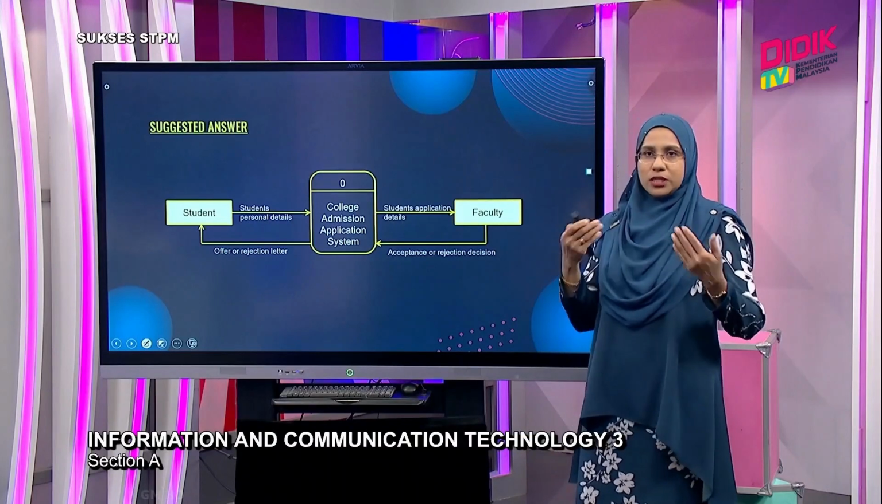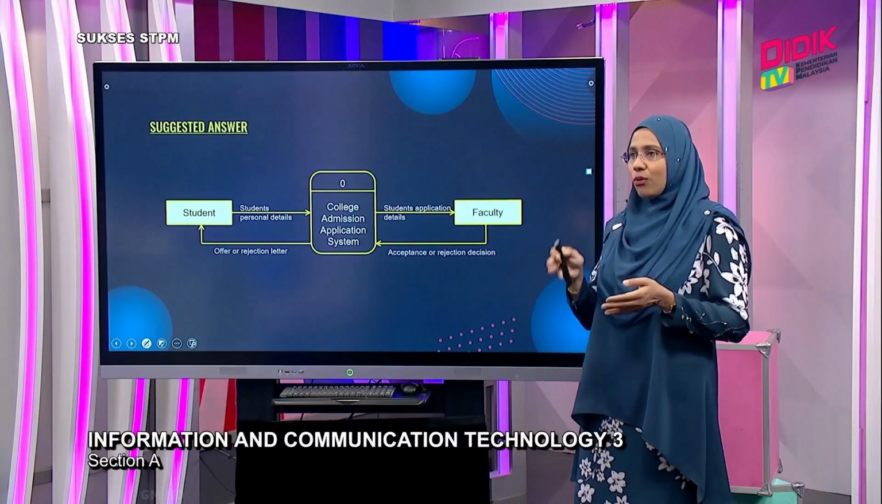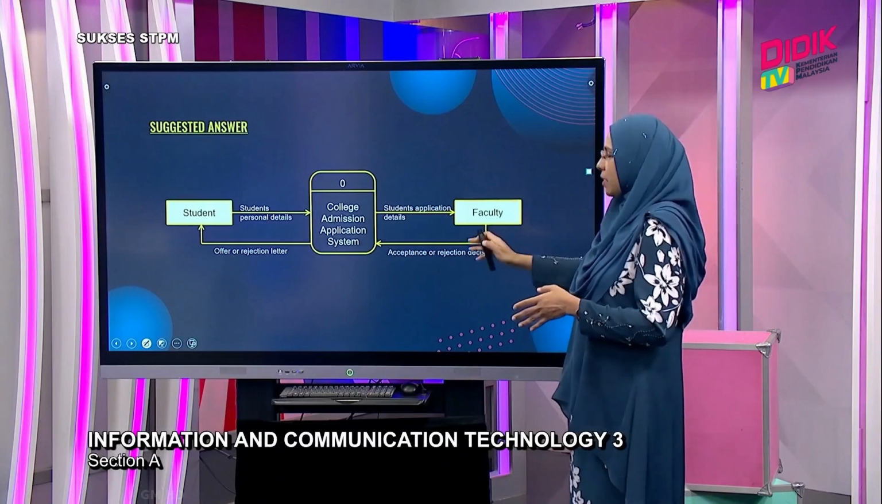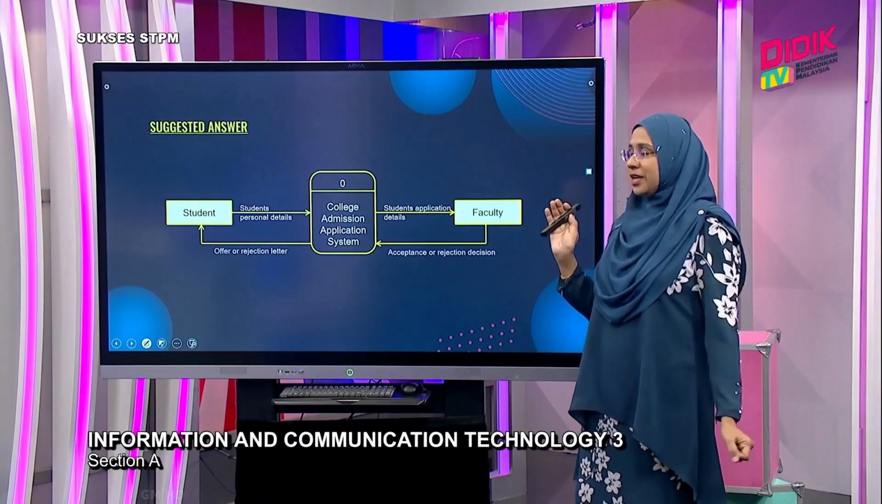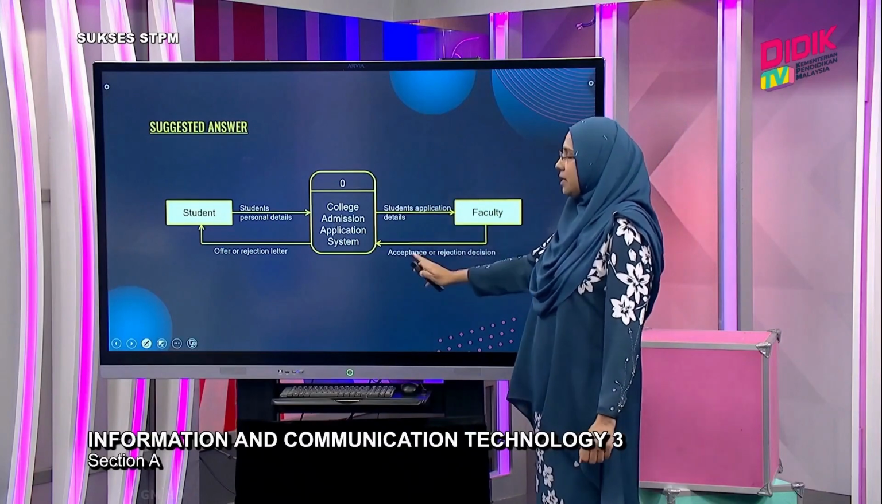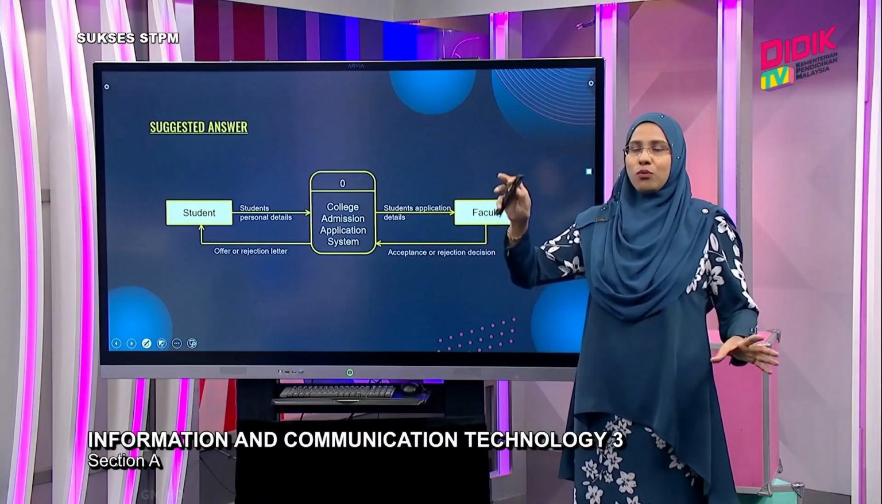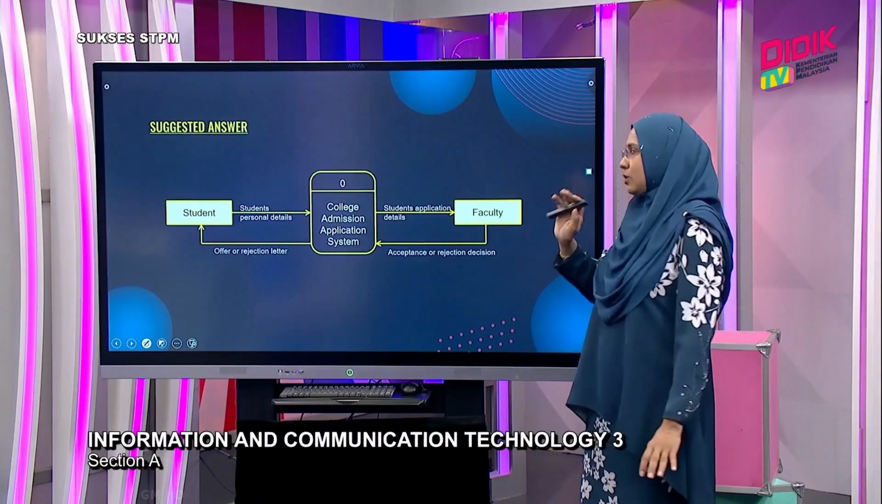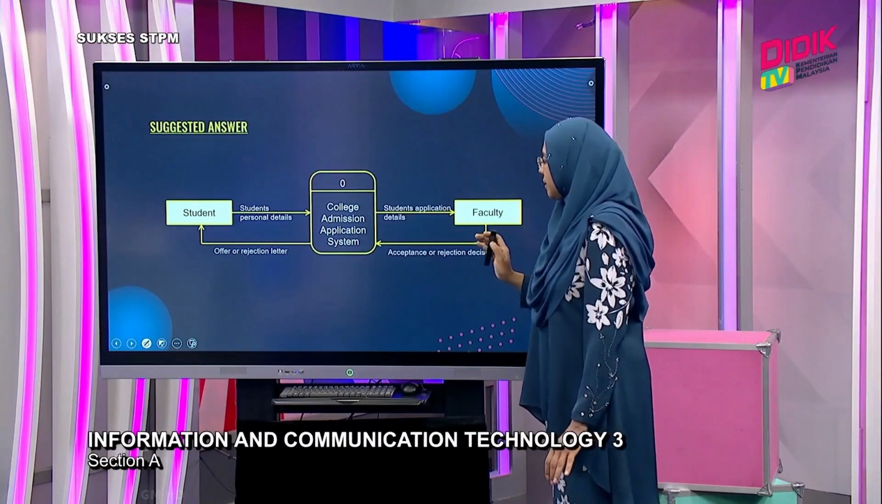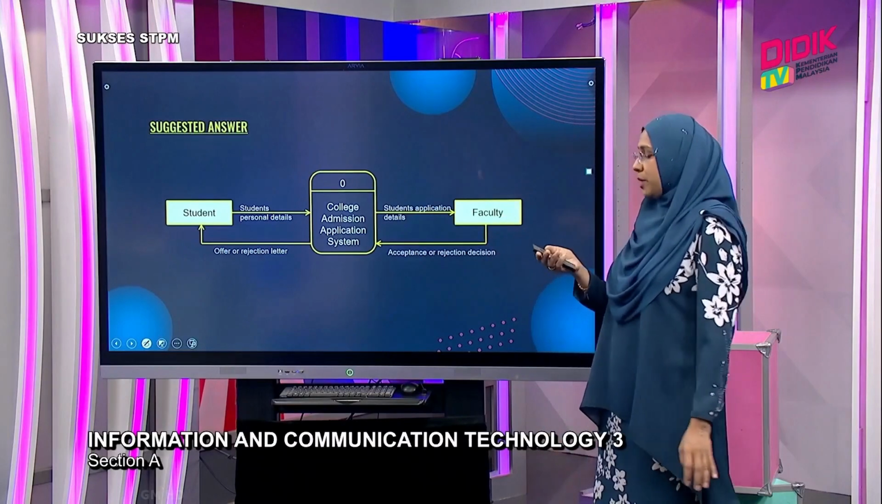Okay, maybe question will ask for data flow diagram. This is another part of this. Data flow diagram is much longer. Okay, you have to split this into a few more processes. So it will be longer. Okay, so I don't discuss data flow diagram here.